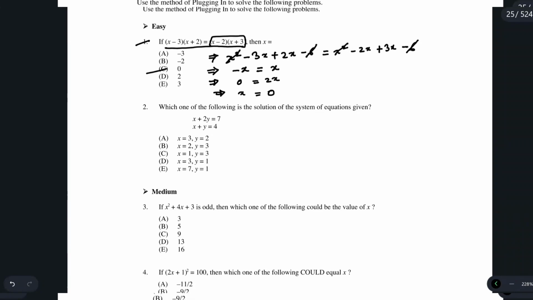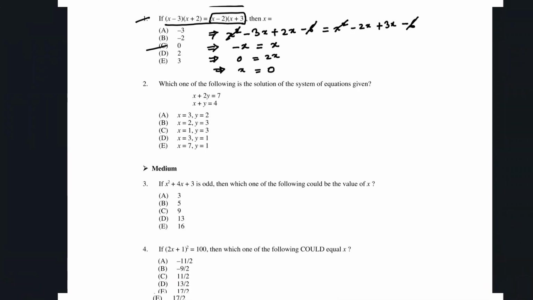Now let's try to solve the second question. Here we are given two equations and we need to solve the value for x and y. We can see that both these equations have a common term, x. So if we consider the first equation and second equation and subtract the second equation from the first equation, the x will cancel out and we will have twice y minus y equals 7 minus 4, which will lead to y equals 3.